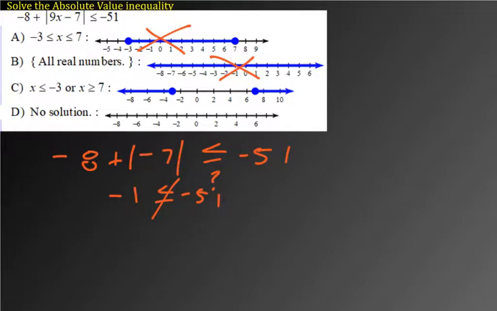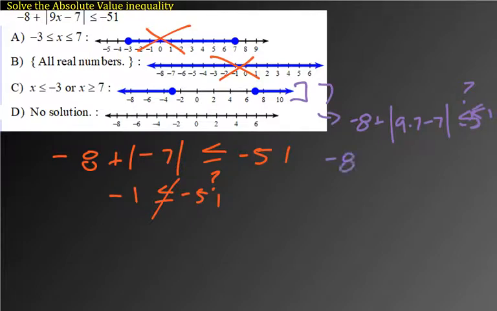Then, if I was using the answers to solve this problem, just pick something. This last one is no solution, so you can just test something like 7 really quick. You can do -8 plus 9 times 7 minus 7, and ask yourself, is that less than or equal to -51?